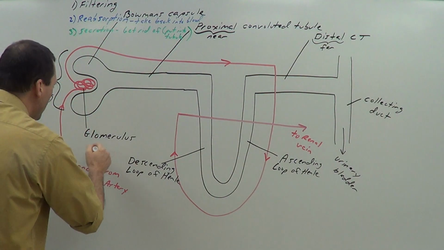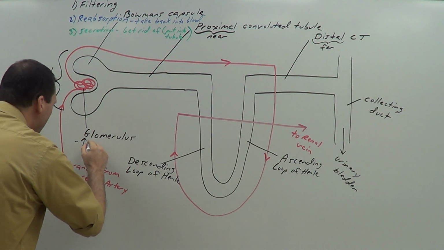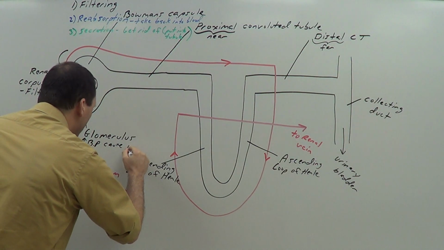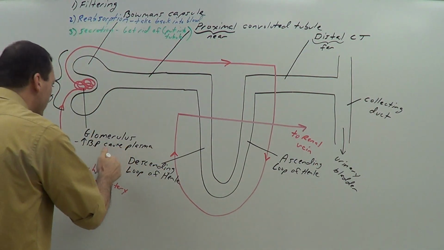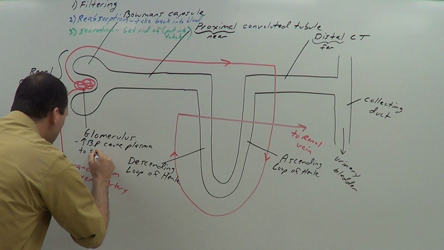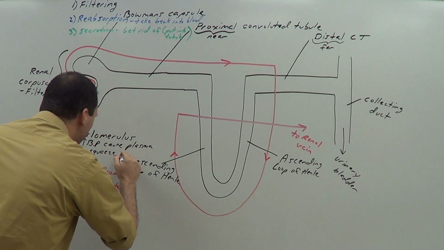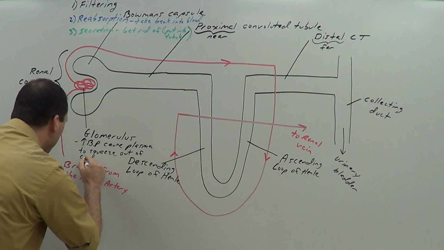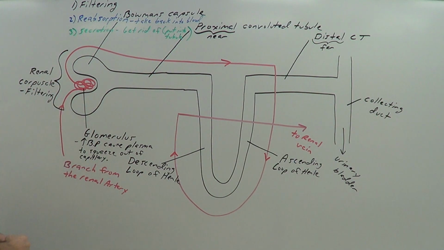So let's write that right here. High blood pressure, and I'll write just an upward arrow. High blood pressure causes plasma, that's the liquid part of the blood, to squeeze or get filtered out of capillary. Okay, so high blood pressure causes plasma to squeeze out of capillary.